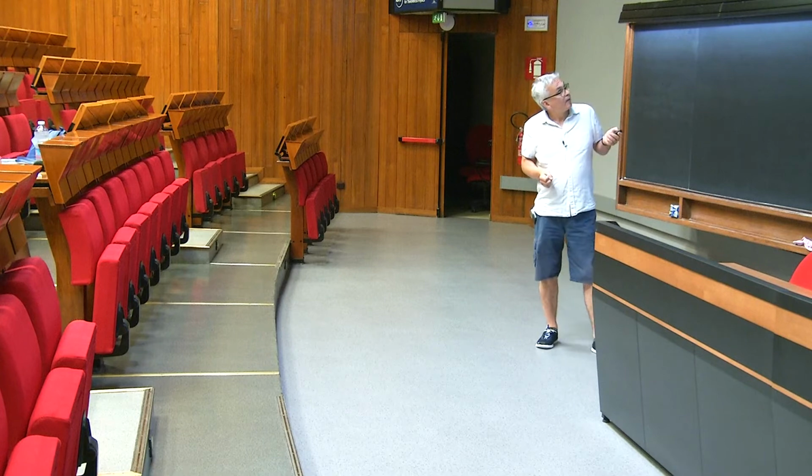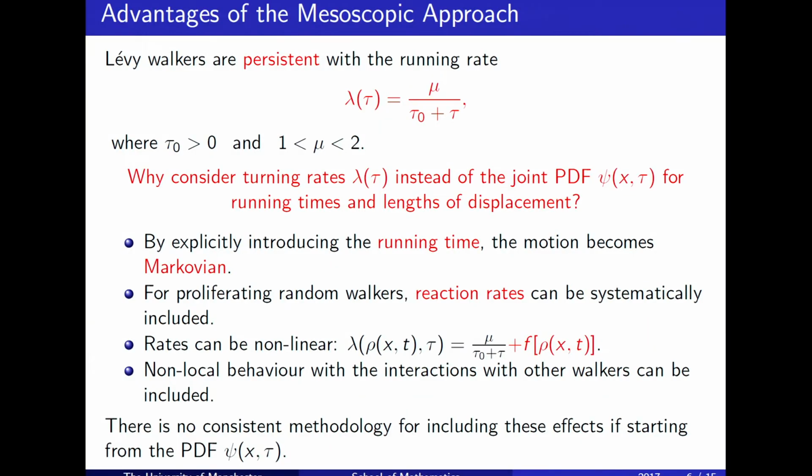Also, we can change the rate. That can be nonlinear. If the rate of change depends only on running time, this is the standard linear model. But if we have a lot of particles moving in one direction, it might change the rate of change of direction. So the point is that the structured density approach allows us to take into account a lot of different things, including nonlinear effects. And there is no consistent methodology to include these effects if we start from the standard Levy walk approach involving the PDF for the jump and running time.